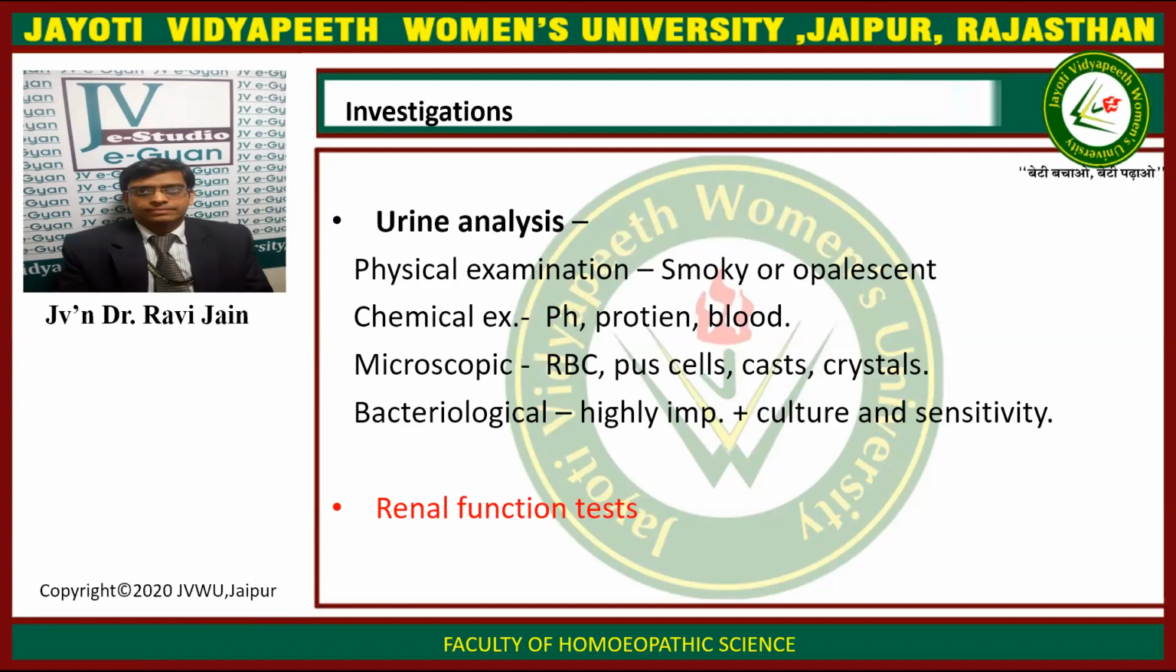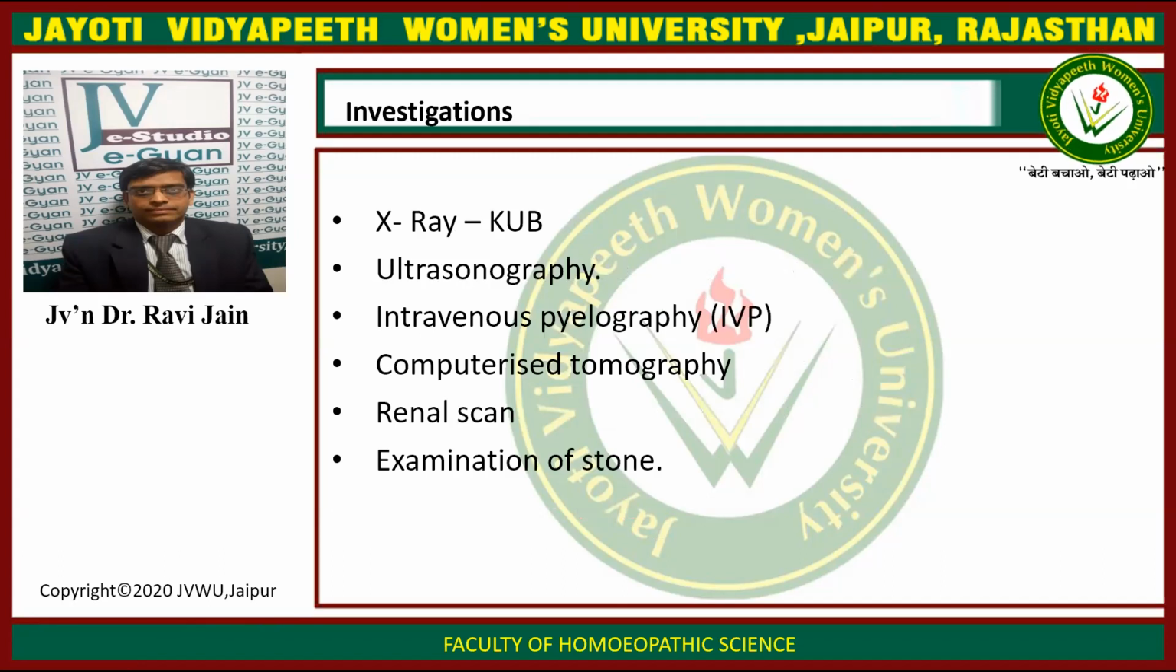Urine analysis has to be done, with physical examination. Whenever you see the urine, it becomes smoky or opalescent. In the chemical examination, we check for the pH of the urine, protein, and blood. Microscopic examination consists of RBCs, pus cells, casts, and crystals. And bacteriological examination to check for any bacteria in the urine, like a culture and sensitivity test. We also have to perform a renal function test.